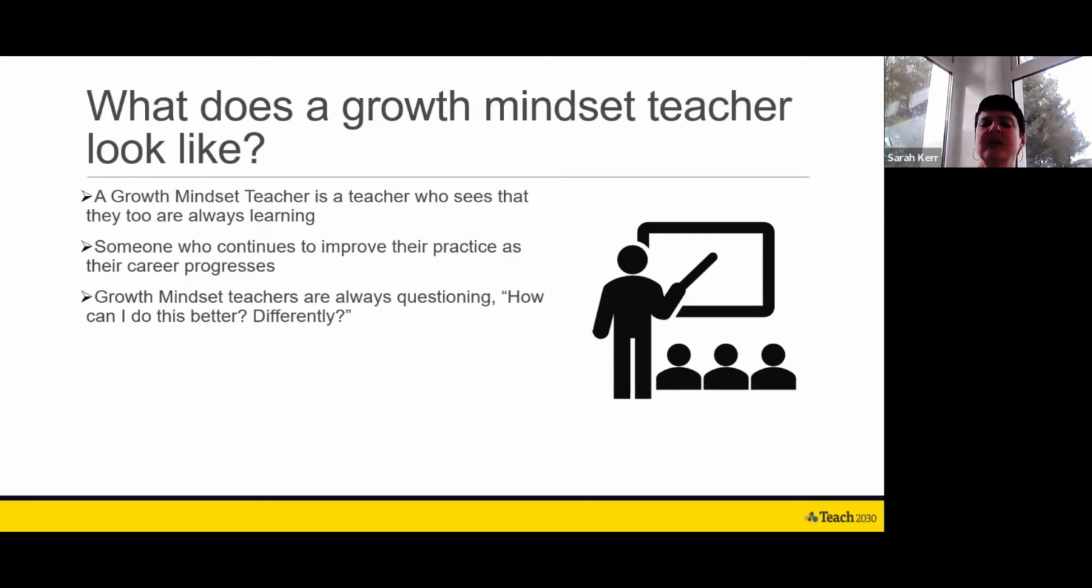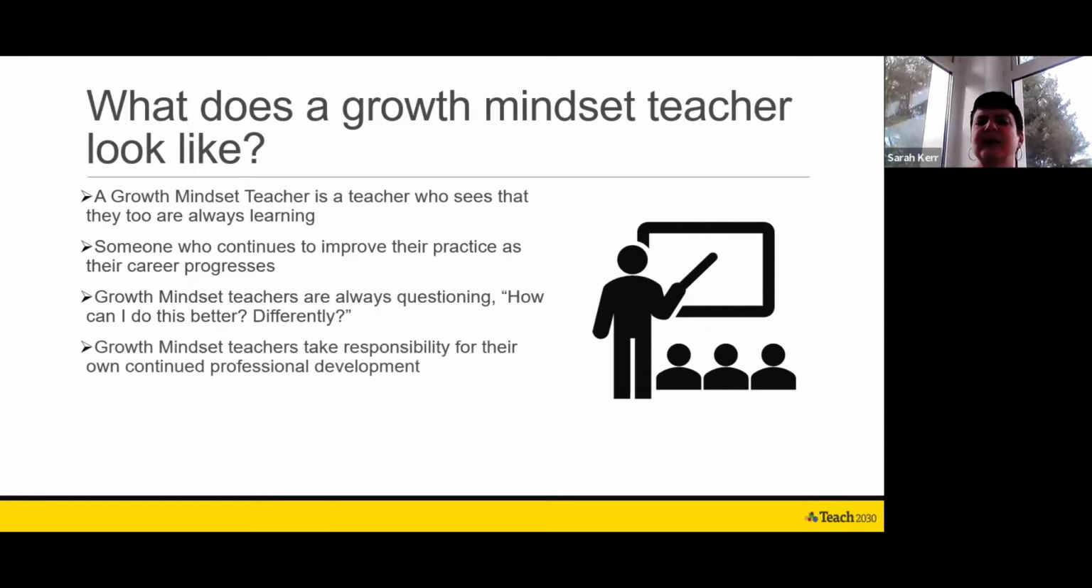Growth mindset teachers, we are always questioning ourselves. We're thinking about, okay, how can I have done that better? How can I do that lesson differently in order for it to result in better and more improved outcomes? So we have a very reflective approach to our teaching, and we take responsibility for our own professional development.